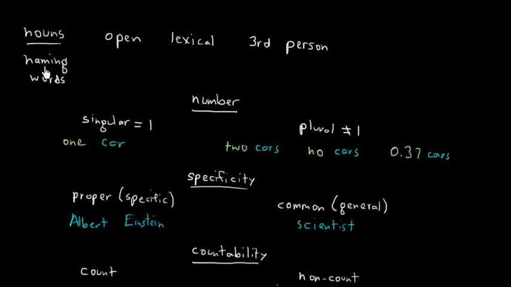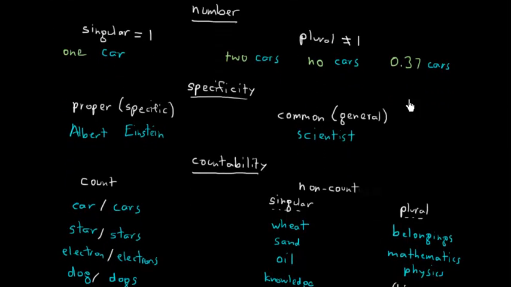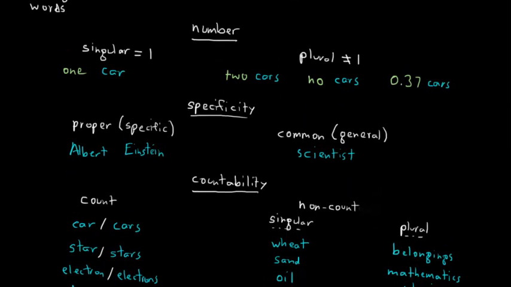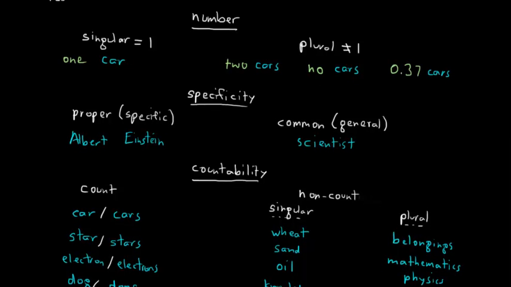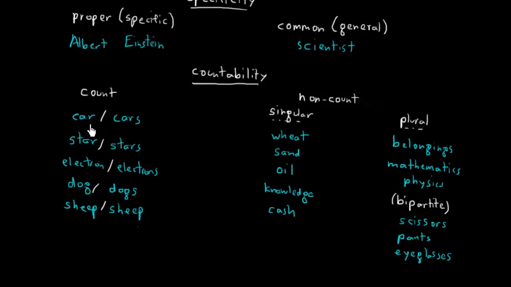So just to review, nouns, the naming words. It's an open class. You can make up new ones if you can get enough people to agree on the definition. It's lexical. It relates to the real world. Nouns are always in the third person. See, some people will say nouns don't have person, but that's not true. They actually do have a person. It's just always the same. Okay, so third person. They have number. They're singular or plural. All nouns are either singular or plural. Specificity. They are either specific or they're general. And countability just says whether a given word has both singular and plural forms or only one but not the other.